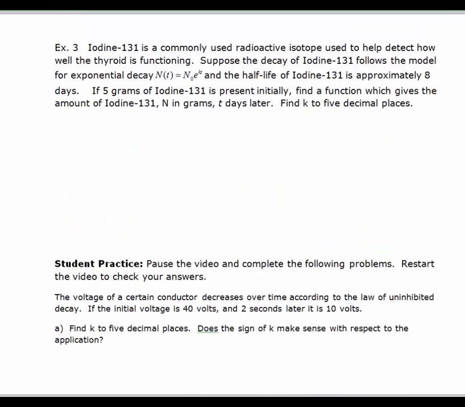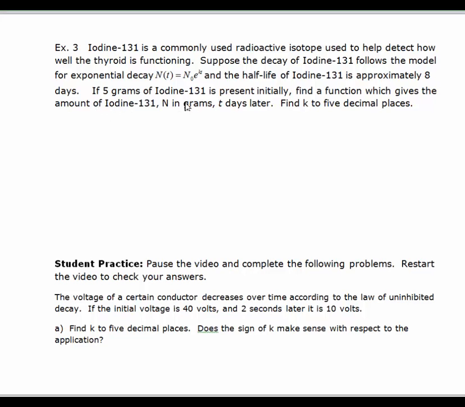So the last two examples were examples of exponential growth where your constant was positive. And now we're going to look at an example where we have exponential decay. This is a radioactive isotope. So we're going to look at example 3. We've got iodine-131 is a commonly used radioactive isotope used to help detect how well the thyroid is functioning. Suppose the decay of iodine-131 follows the model for exponential decay, and the half-life of iodine-131 is approximately 8 days.